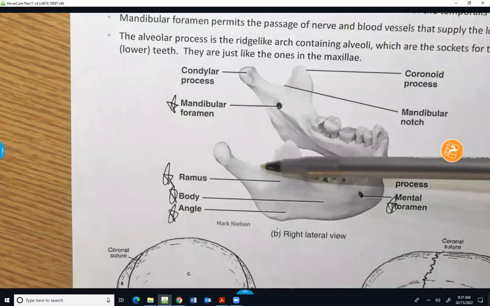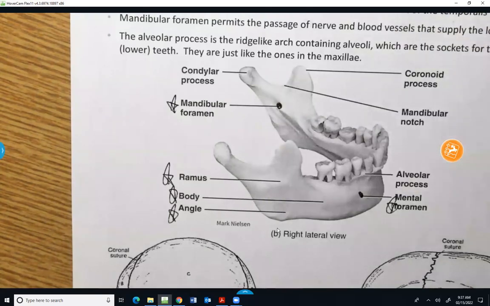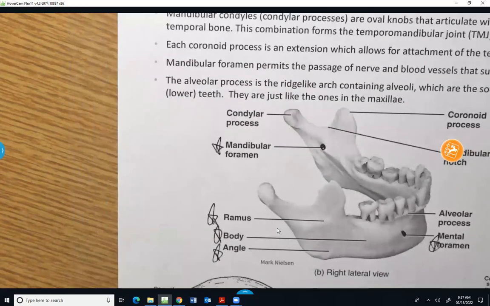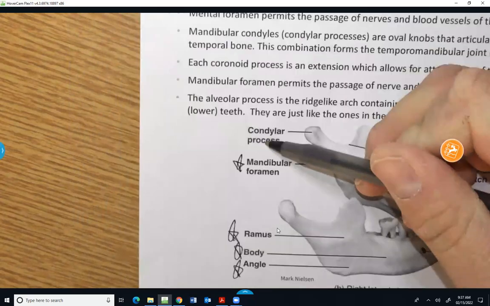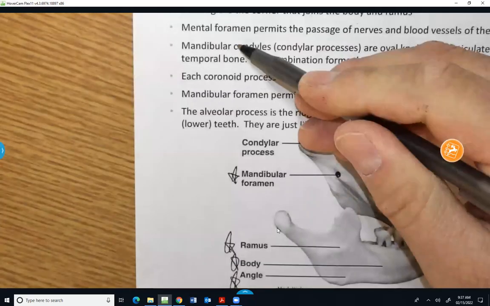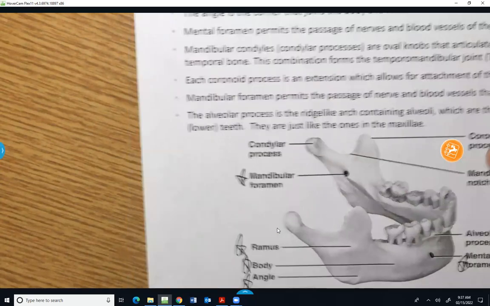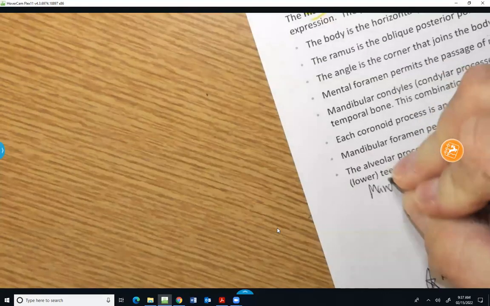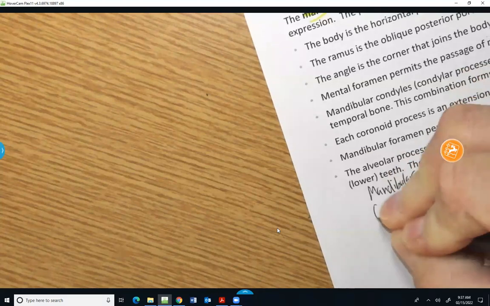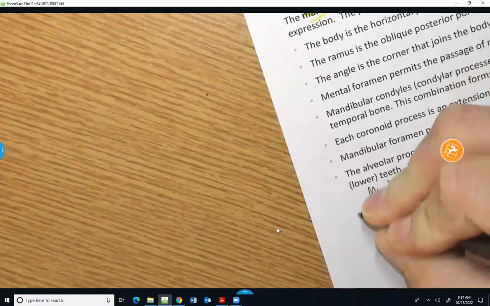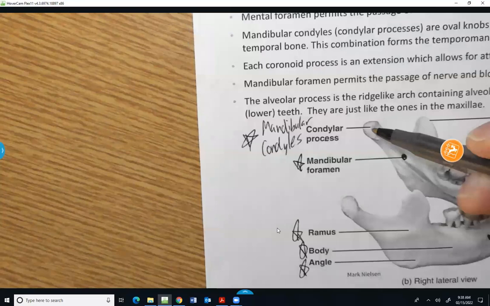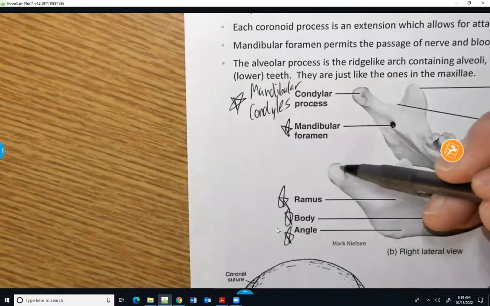So there would be another mandibular foramen, it would just be on the other side, but we can't see it. Okay. All right, a couple more structures include what we call condylar processes, which are listed up here as mandibular condyles, and that's actually how I want you to know them. So I will write that out, mandibular condyles. These are the rounded knobs. There are two of them, one on each side.